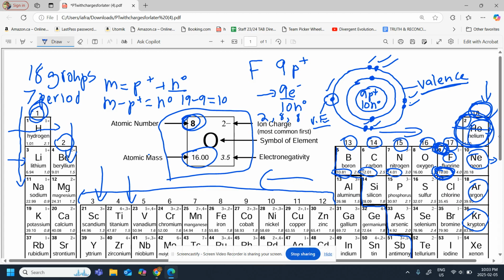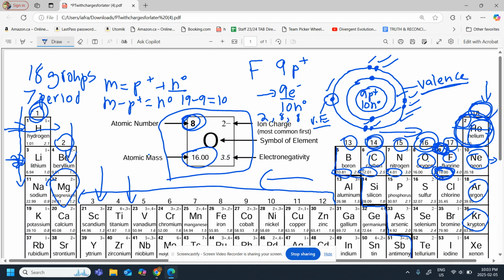So for example, carbon, it's in group 14, would have 4 valence electrons. Oxygen is in group 16, would have 6 valence electrons. Magnesium is in group 2, would have 2 valence electrons. You'll also notice if you go back to fluorine, it has 2 shells. The shells correspond to the period. So fluorine is in period 2. This is period 1 over here. This is period 2. So it has 2 shells.